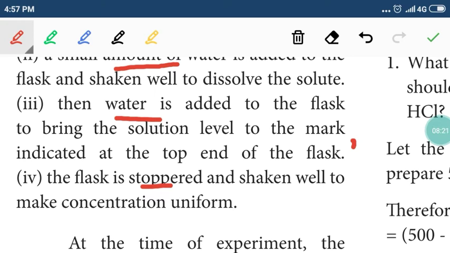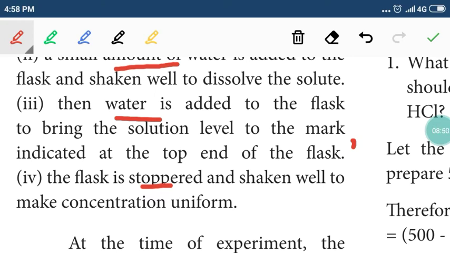First, you have to know what a solution is. By adding solute and solvent, we get a solution. How to prepare a standard solution? A standard solution is a solution with a known concentration, 99.9% accurate concentration. 100% accuracy is expected, but there will be some human errors. For your practicals also, a maximum of 4 to 5% error is allowed.